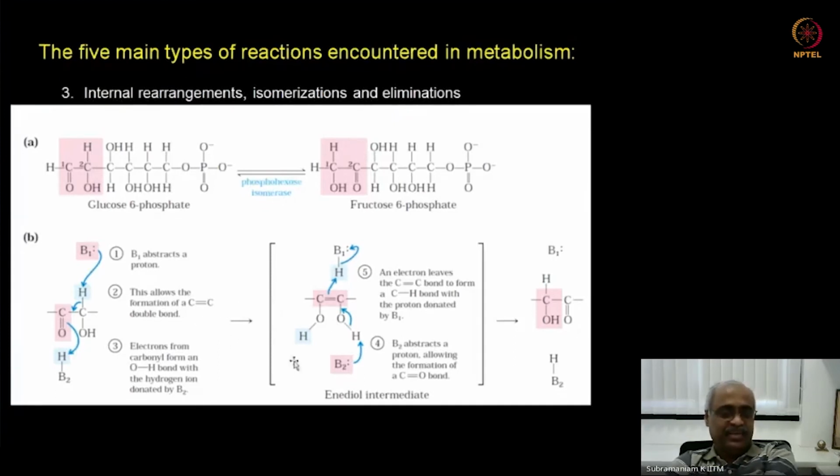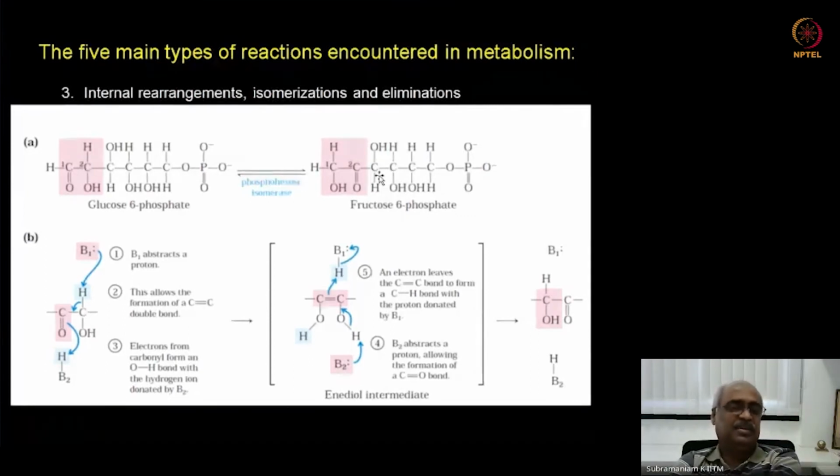Then this enediol intermediate reverts back in the opposite direction, generating the double bond here and the hydroxyl group retained here. That's how these two get swapped. And this whole thing is done purely to bring the carbonyl group to a carbon adjacent to the carbon where you need the breakage. This is going to aid, like what we saw in the previous examples, in breakdown of the bond here. So this is an isomerization reaction.